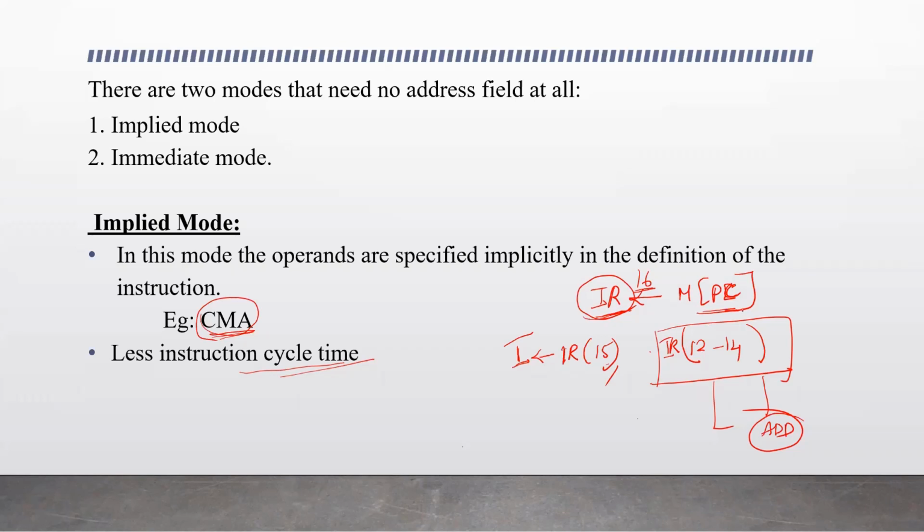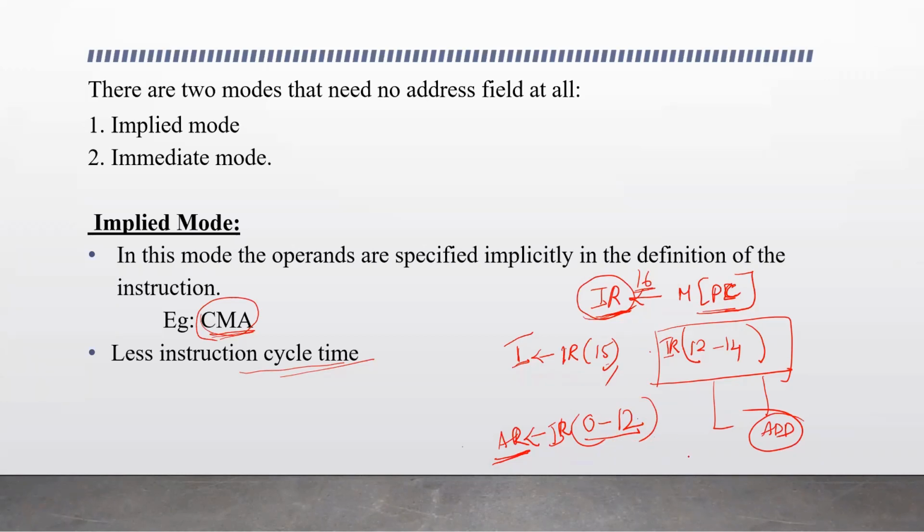And the third part of the instruction register is from bit 0 to 11. In case of a memory address, these 12 bits need to be stored in the address register, right? From the instruction register, we take these 12 bits and move them to the address register, because this is the address of the operand, using which we can locate the operand to perform the given operation. This is the second phase.